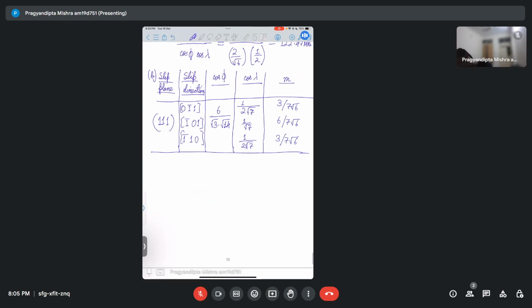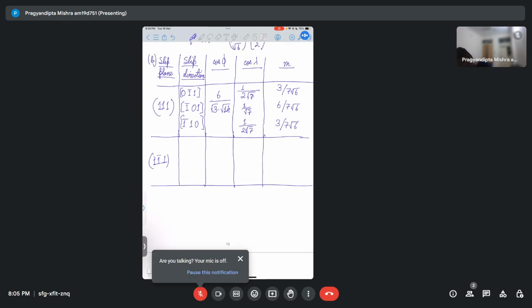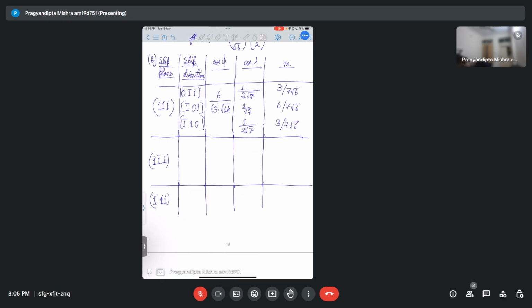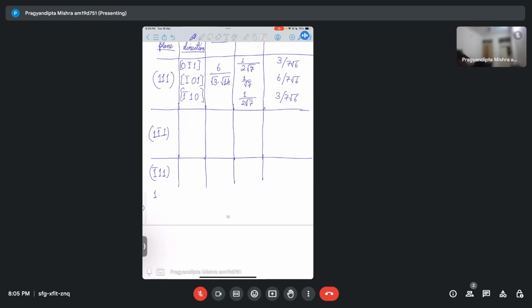Now similarly you can go ahead and find the same things for the other slip planes. I'll give you the slip planes, and you have to find the slip directions yourself and try out this problem. In case you're not able to solve it, we can try it in the next class. But this is how you're supposed to do it. So try for the other 2 slip planes also. I'll just write down the slip planes here: 1 bar, 1, 1.